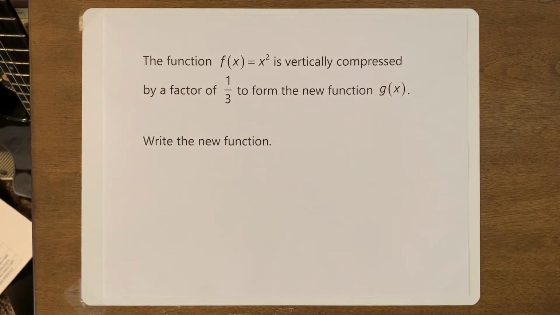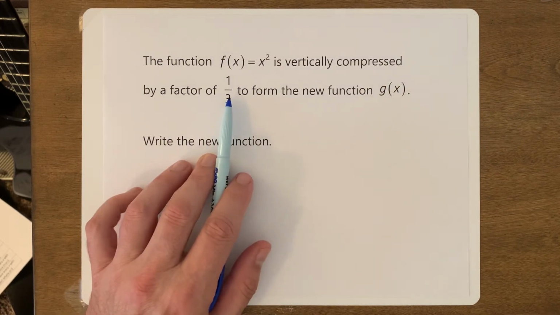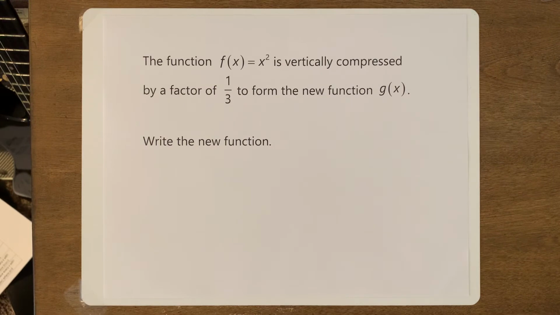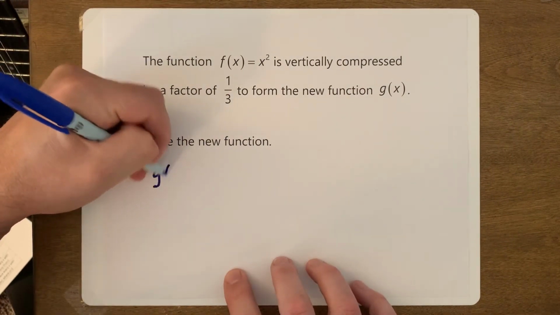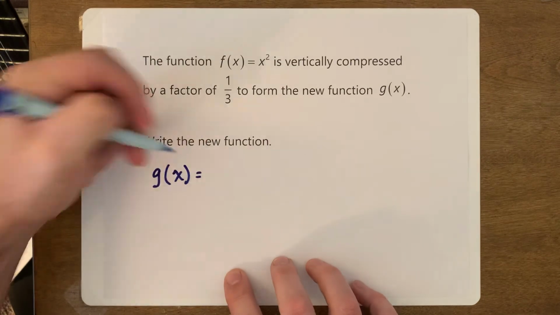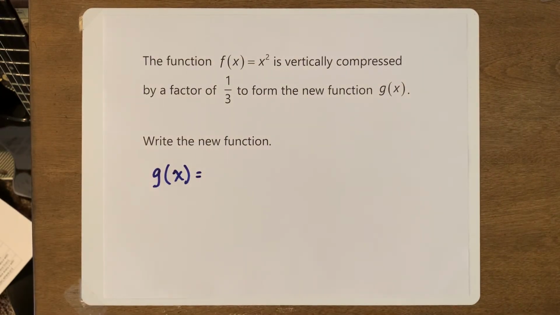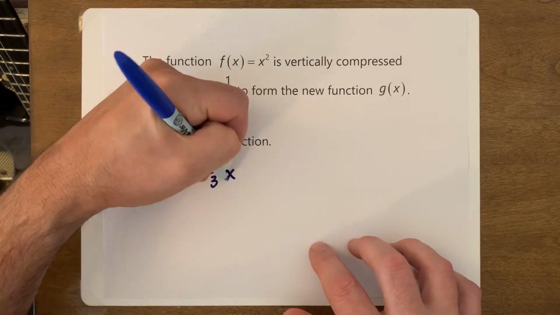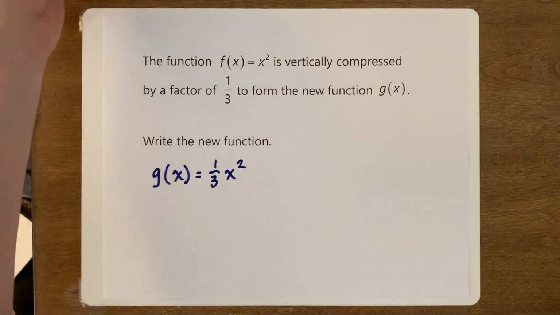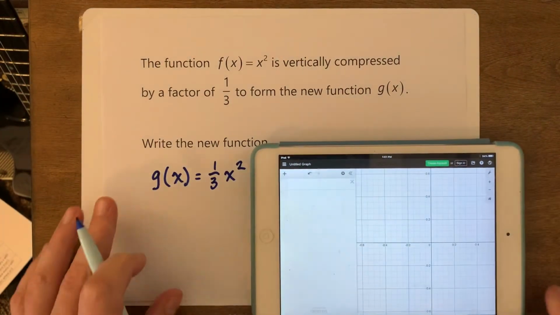All right, vertical compression says that we have to multiply the function by that number right there, that proper fraction. The definition of vertical compression is the points are being pushed vertically toward the x-axis. So we need to see if that's actually going to happen. So if we write this, g of x is equal to, and the graphic organizer said for vertical compression, we're going to multiply the function by that 1/3. Okay. Now let's see what was supposed to happen.